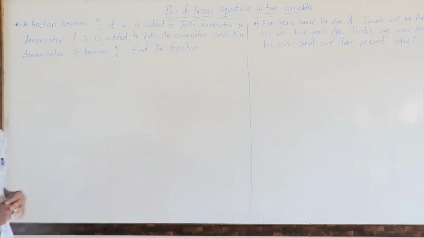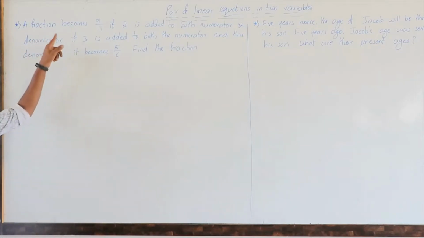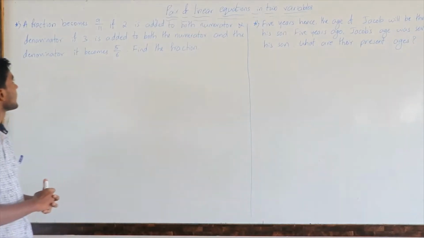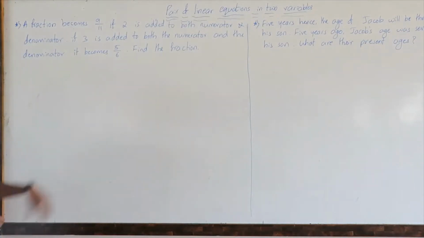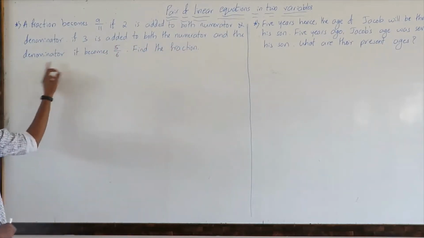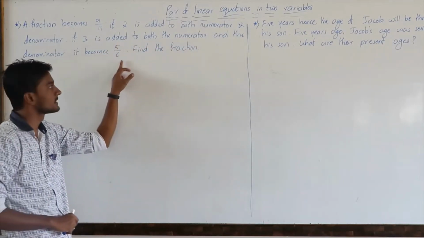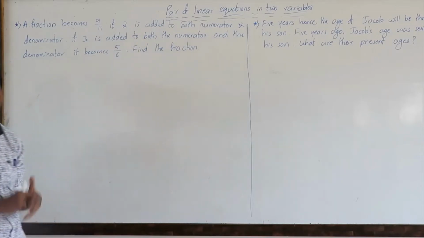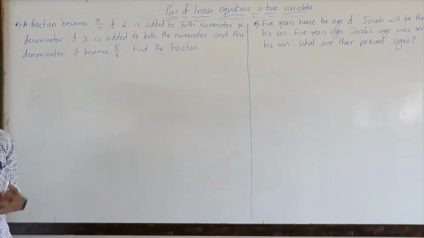So the next problem is: a fraction becomes 9 divided by 11 if 2 is added to both numerator and denominator. If 3 is added to both numerator and denominator, it becomes 5 divided by 6. Find the fraction. So here we need to find the fraction. We don't know what the fraction is, so that only we have to find here now.